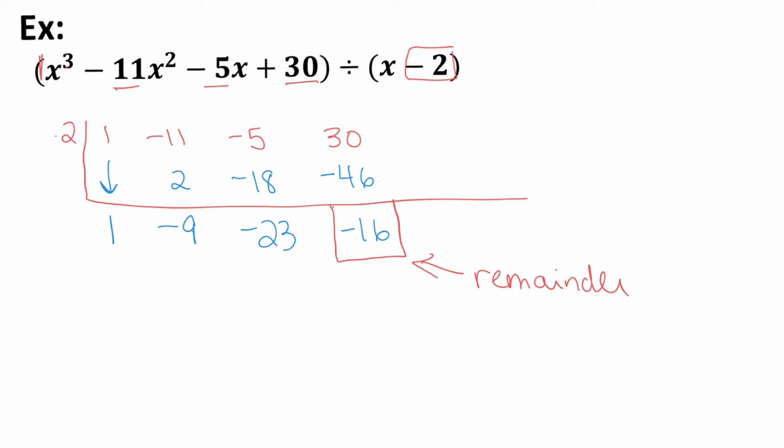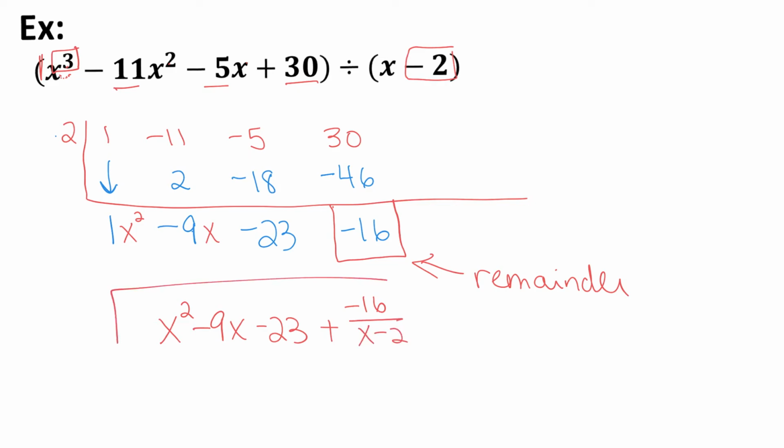Now, when you write your answer, you want to make sure that you start with 1 degree less than this. So this is going to be an x squared. Then it's going to be an x. The last number before the box should always be your constant. And so my answer is x squared minus 9x minus 23 plus a -16 over what I divided by, x minus 2.